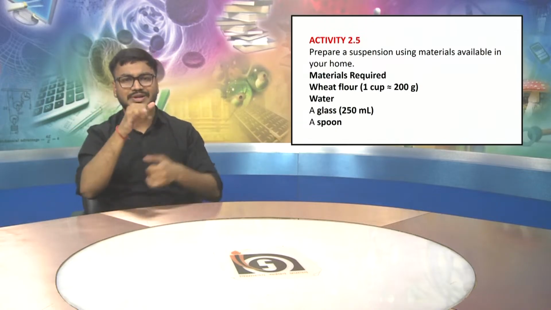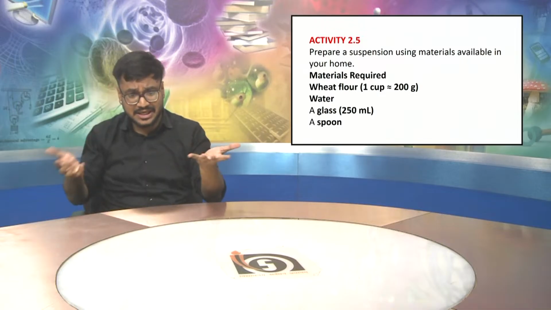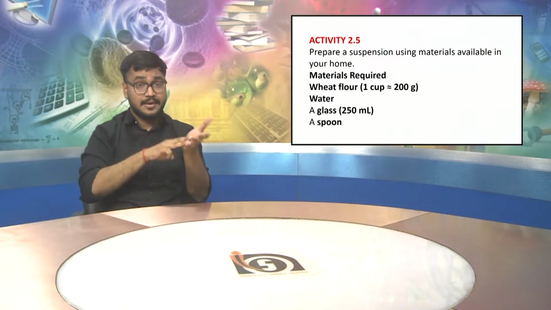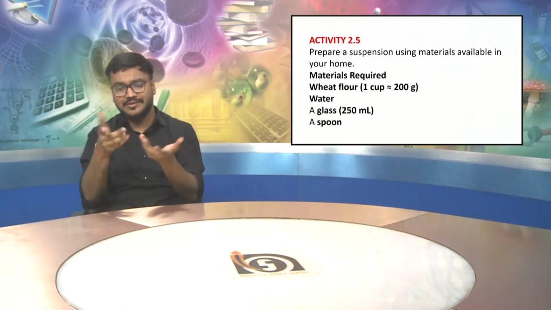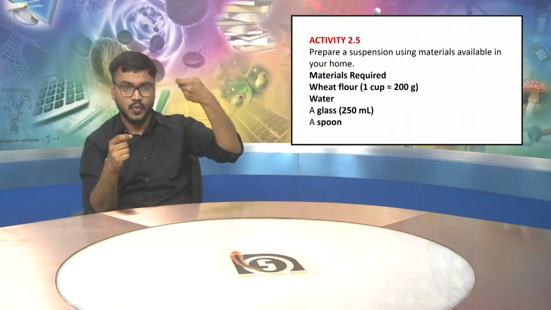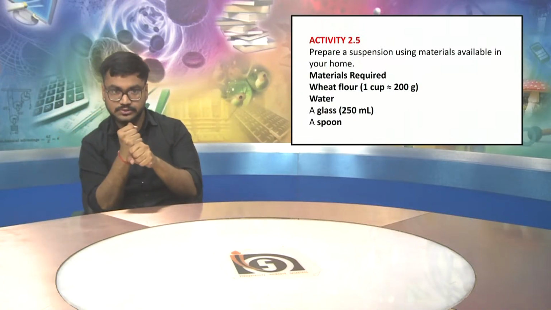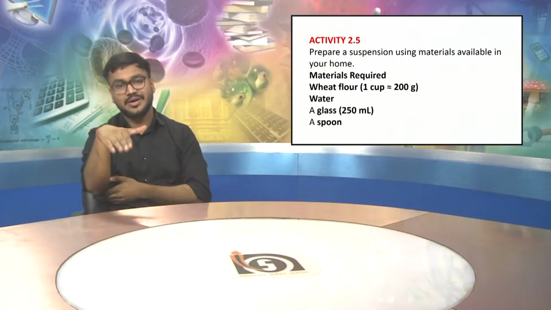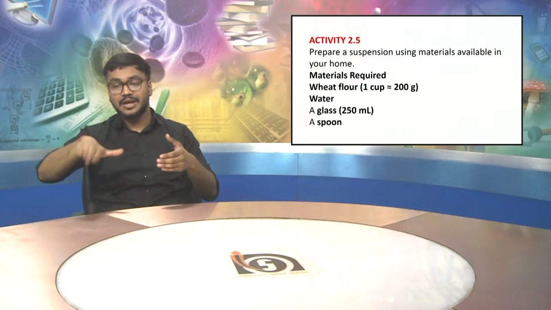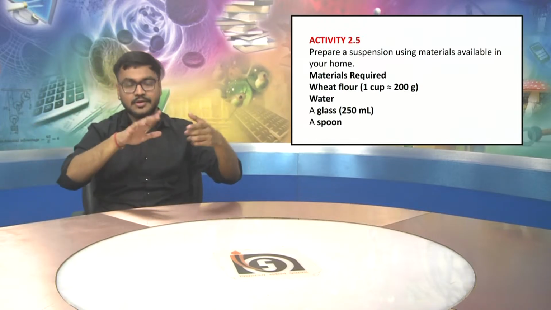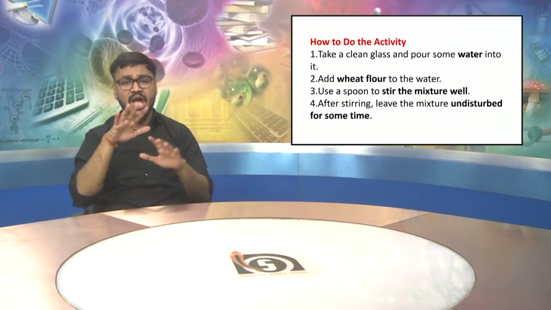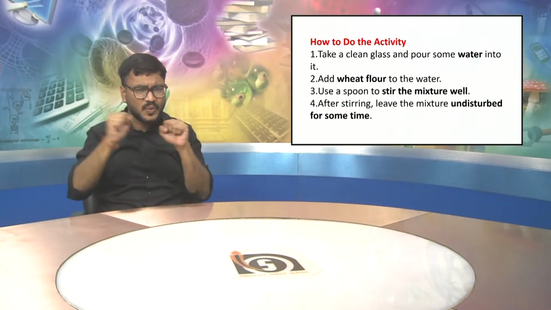Activity 2.5. Prepare a suspension mixture using materials available in your home. Materials required: wheat flour, 1 cup, like 200 gram, and water. And third, a glass, which is 250 ml. And fourth one, a spoon. And now, how to do the activity?